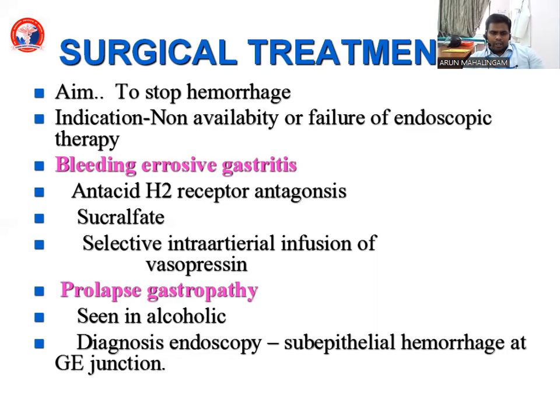Forest grade 1A will be active pulsatile bleeding. This is Forest classification. 1B will be active non-pulsatile bleeding. Grade 2A will be a non-bleeding visible vessel. Grade 2B will be an adherent clot. Grade 2C will be a black clot. And grade 3 will be no signs of bleeding.